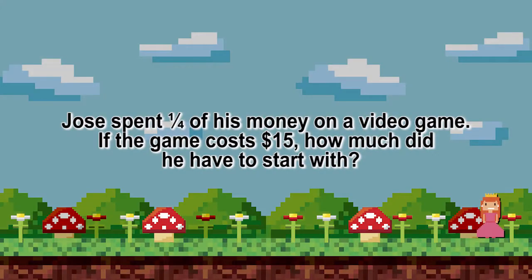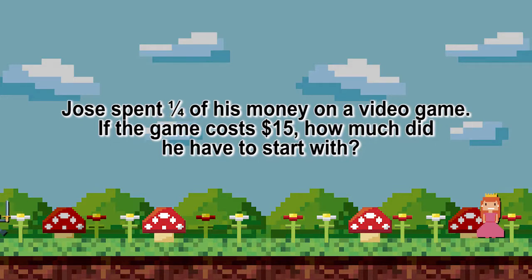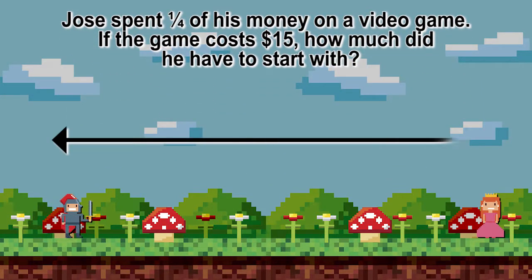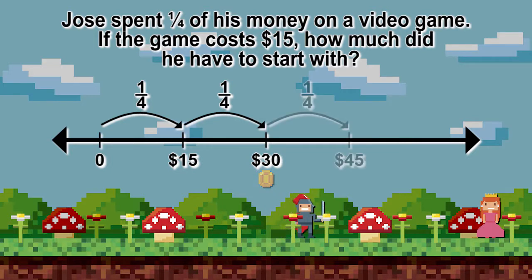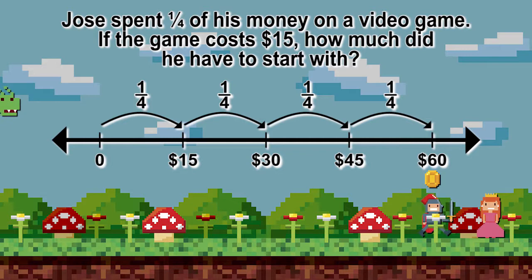Let's look at a few strategies your child might use to solve the following problem. Jose spent 1/4 of his money on a video game. If the game cost $15, how much did he have to start with? Your child might choose to use a number line. If Jose spent $15, and that is 1/4 of his money, we can draw a number line showing 1/4 as $15, another 1/4 as $30, another 1/4 as $45, and another 1/4 as $60. So Jose had $60 to start with.